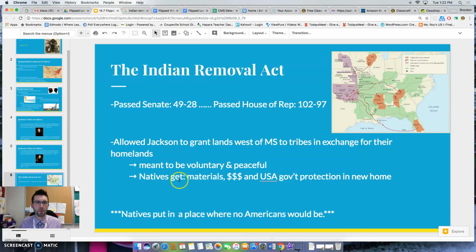The Native Americans would get the following. They first off would get materials to help them build their new lives. They were supposed to get money. And they were supposed to get protection from the American government when they got to their new land. Does this sound familiar to you? Stevens Treaties, maybe, when we learn about Washington State history? The Native Americans were supposed to be put in a place where there'd be no Americans. At this point in American history, settlers were not thinking about this land, this purple area on this map. This map actually shows you the land that the natives lost and the routes they took to get to those lands, their new lands.